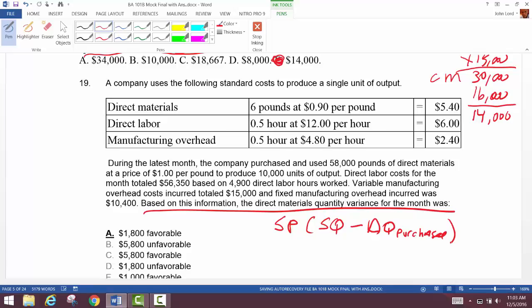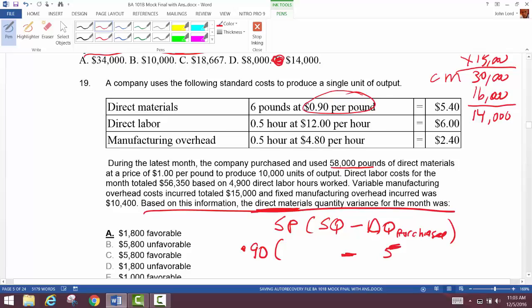Okay, so what happens? We're sitting here, and we've got to come up with a standard price. Do we have a standard price for materials? Standard price is 90 cents per pound? Okay, so I'm going to pick up that 0.90. Standard quantity for the materials is usually something I have to calculate, isn't it? So I'm just going to pick up the actual quantity, and they say actual quantity purchased and used is 58,000 pounds, so I can go ahead and pick that up.